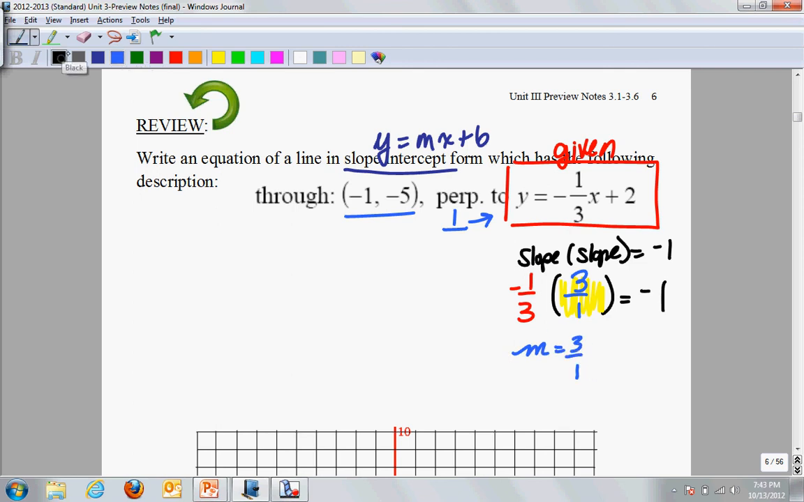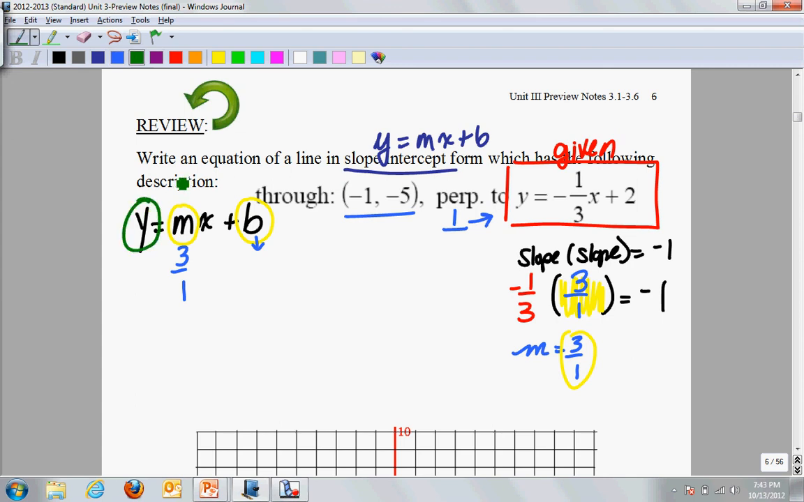Let's write our slope-intercept equation of a line over here. y equals mx plus b. Now we only need two things: we need the slope and we need the y-intercept. Note, we already have the slope, so let's plug that in right here, 3/1. We're obviously missing the y-intercept, but let's backtrack and look at what we actually have.